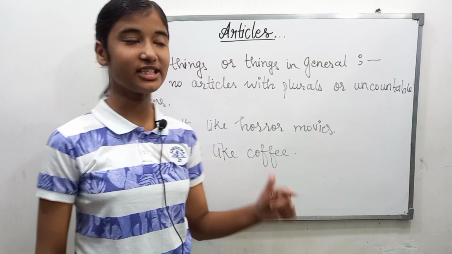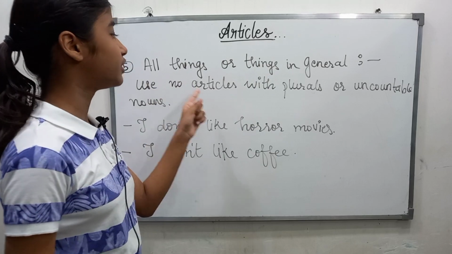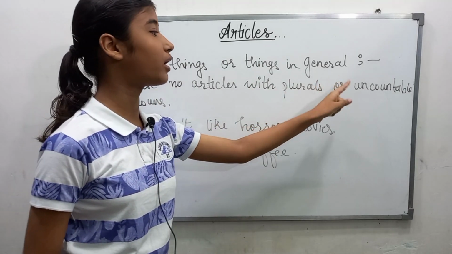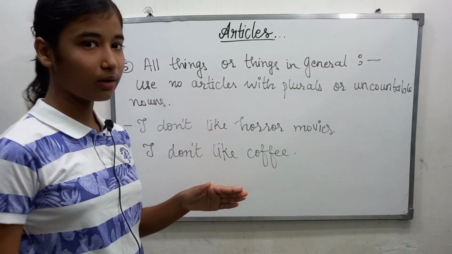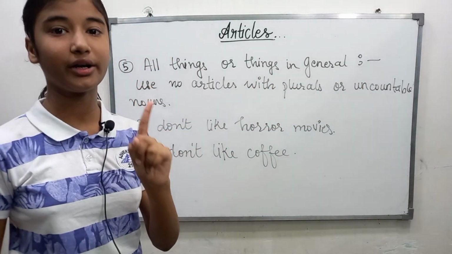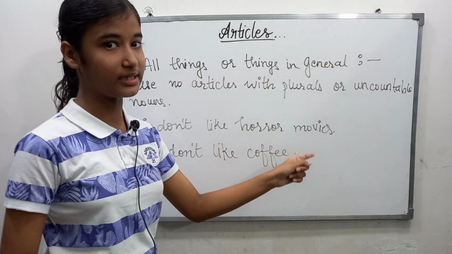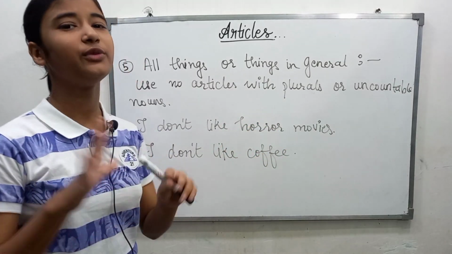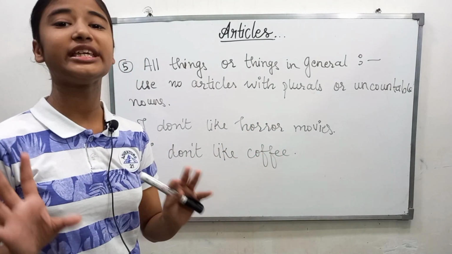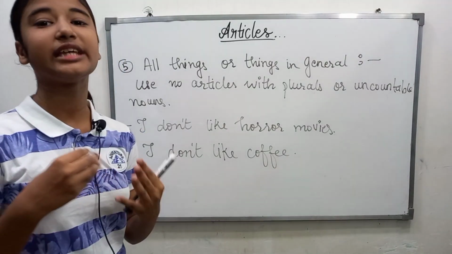Alright guys, the next rule is all things or things in general use no articles with plurals or uncountable nouns. I already told you about uncountable nouns, but you should also use no article with plurals. Like, I don't like horror movies. Now I'm just telling you that I really don't like horror movies in general. I don't like any type of horror movies, whether it's any movie.